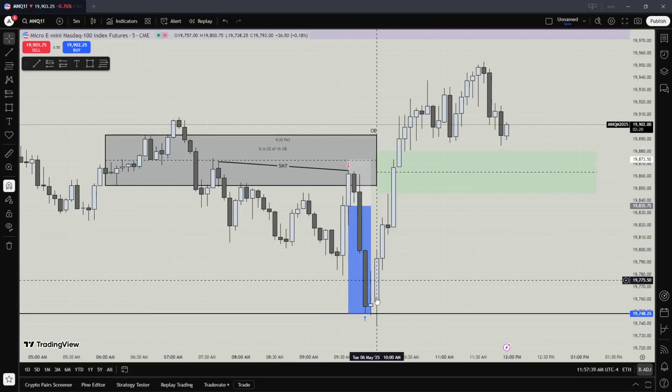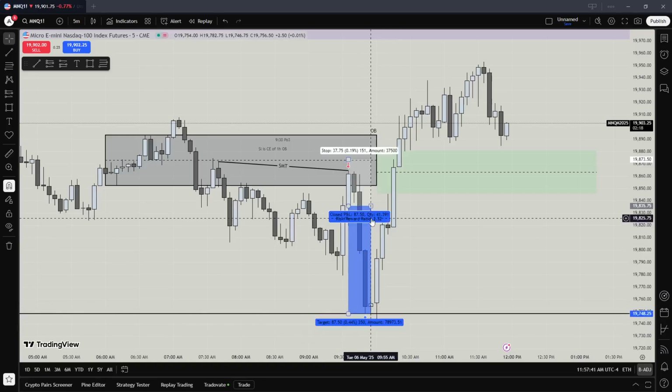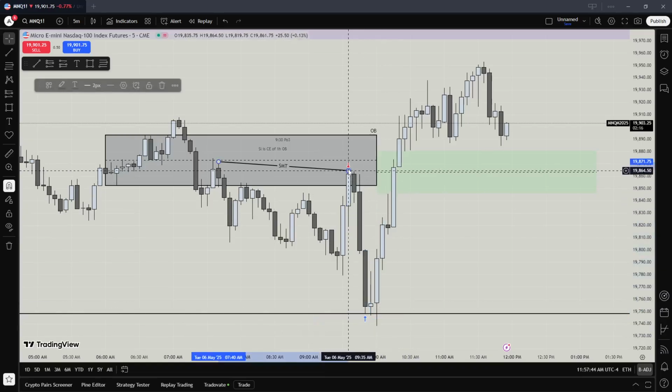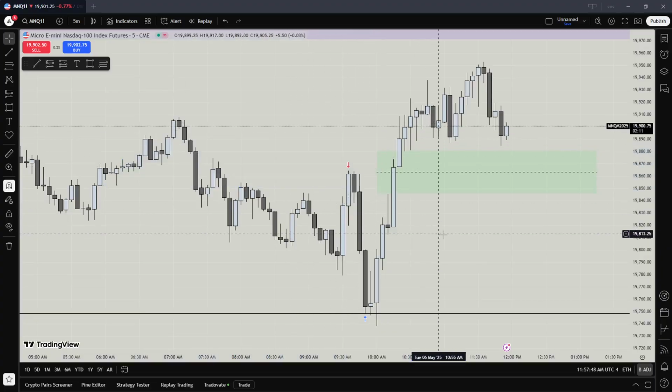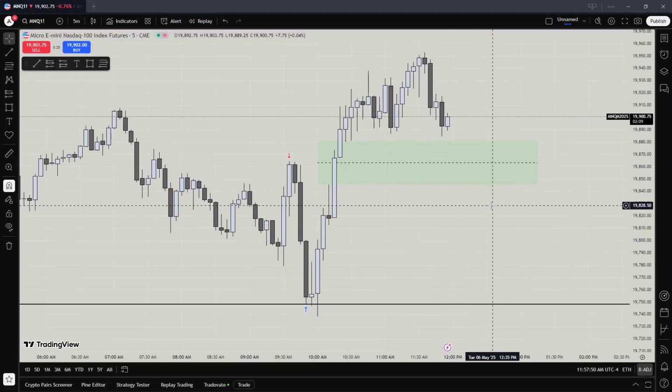I basically top tick and bottom tick this trade. That just goes to show that my draw on liquidity was strong, it was correct, and it was just a perfect play. So then what happens? This was probably the best PA I've ever seen.